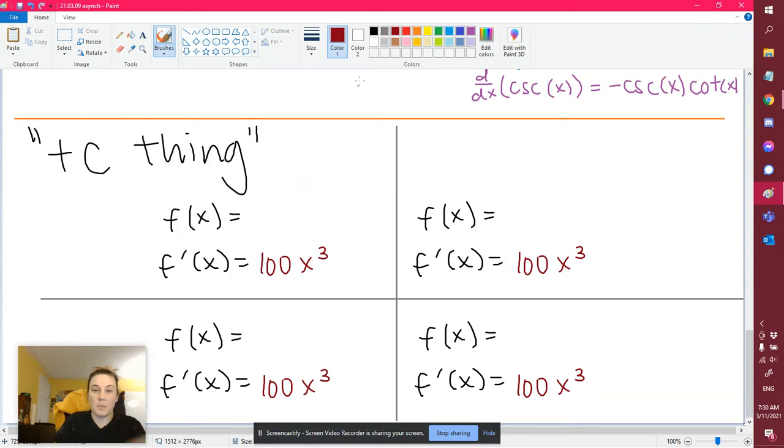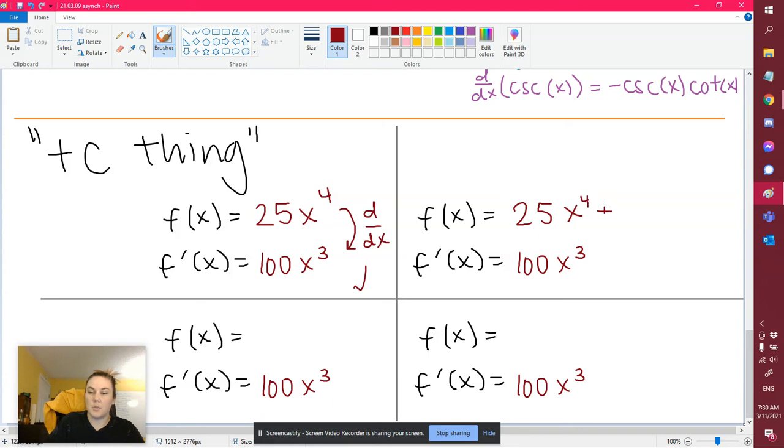The first answer we're going to come up with is 25 times x to the fourth. Seems pretty good to me, right? When we take the derivative to check our work, we do 25 times 4, get 100. We do 4 minus 1, get 3. We're good to go.